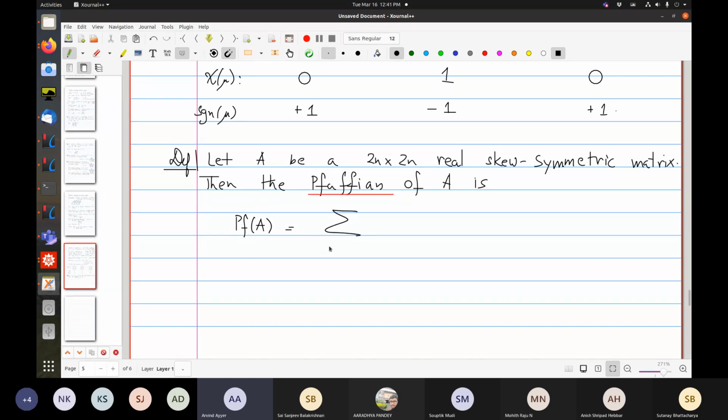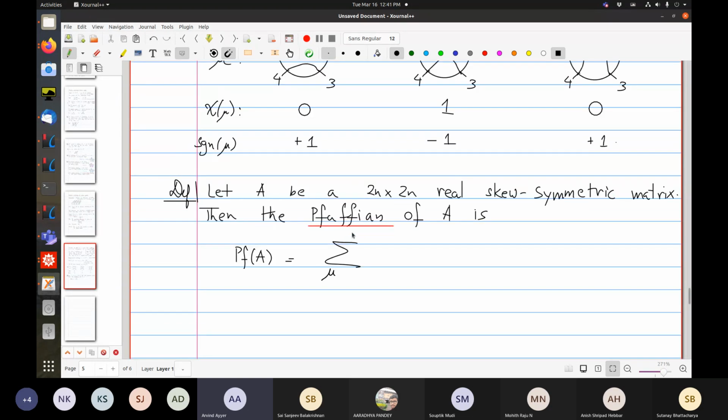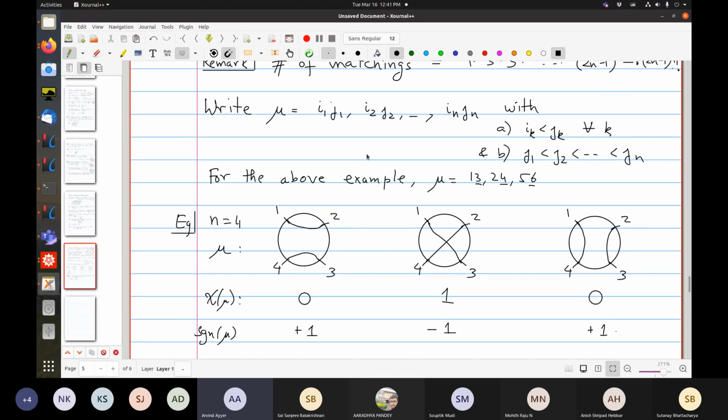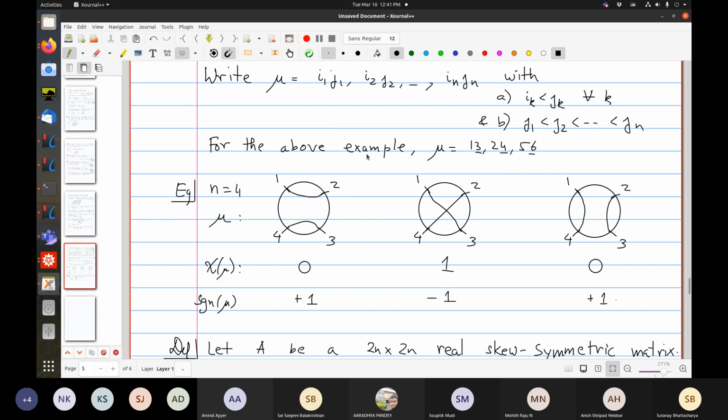This is the sum over all mu. Oh, okay, I didn't define Mn. Should have done it here. Okay. So let Mn be the set of such matchings. So this example is M4.